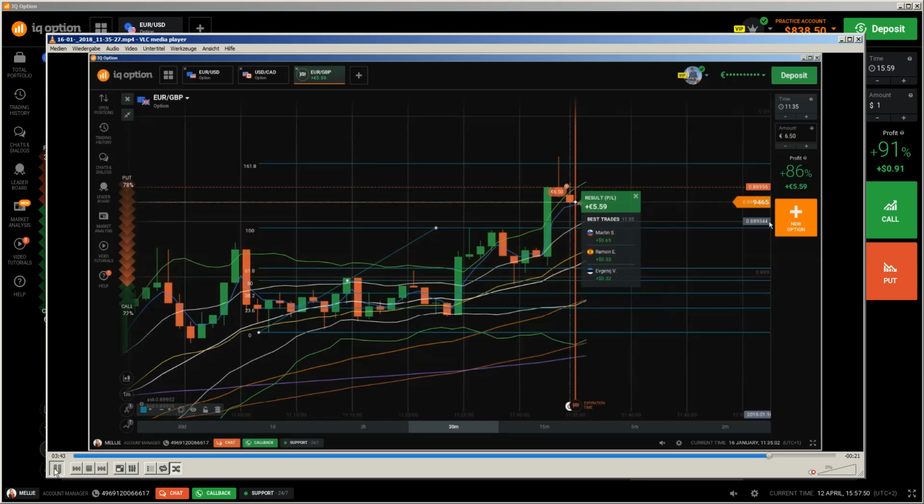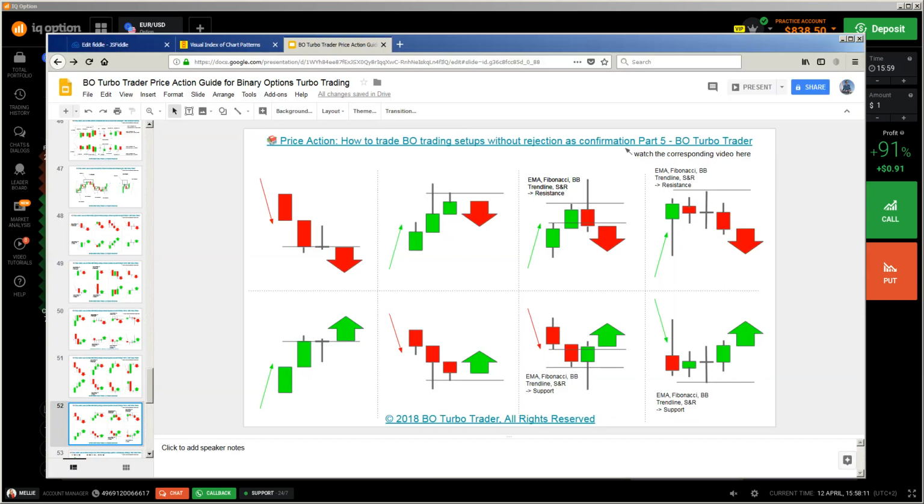I waited here. I told you, if you are doing such trades, you can wait for a rejection. It's almost better, obviously, but you can also do those trades without any kind of rejection. That is also possible, because those are mostly the ones which work out. So let me see if I can show you another one.